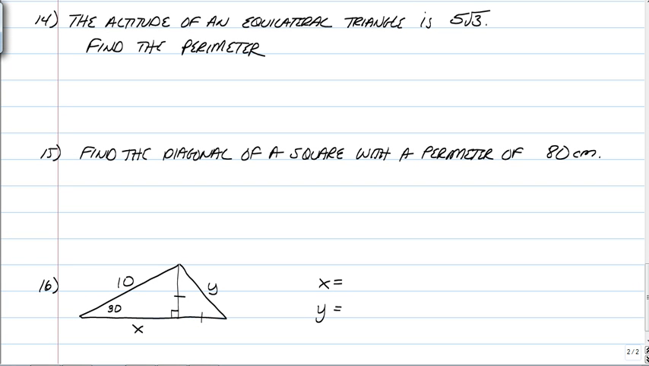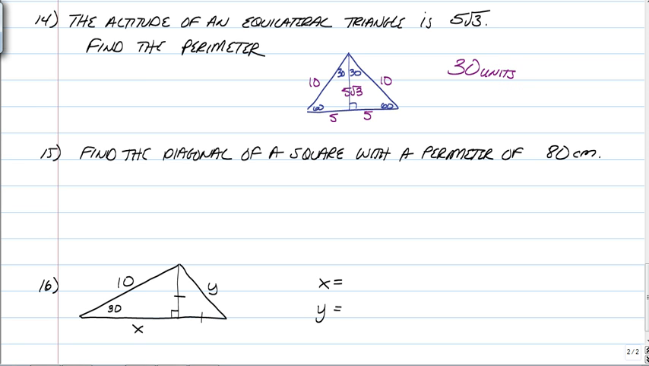So the altitude of an equilateral triangle is given as 5 root 3. So the first thing you have to do is draw an equilateral triangle, and you need an altitude. Now, knowing that every angle in an equilateral triangle is 60, we'll split the top to 30 and 30. You now know this is a 30, 60, 90 triangle. So if the altitude is 5 root 3, and that is our s root 3 side, we know this is 5, that's 5, this is 10, and this is 10, which means our perimeter is going to be 30 units.